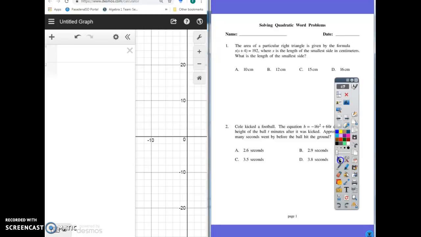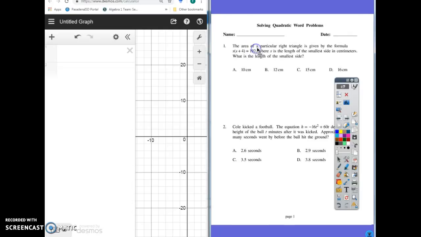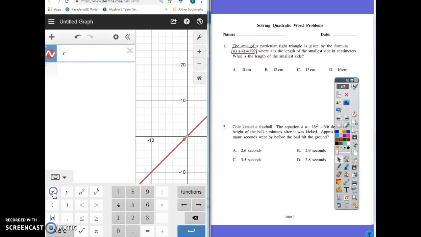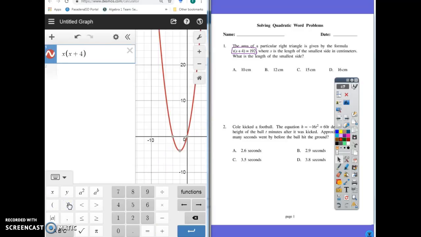The first problem is talking about the area of a particular triangle, and the formula is given. So the formula is very important. Every time you see a formula or an equation, make sure that you use that. It says where S is the length of the smaller side, what is the length of the smaller side? So I need X because I'm going to change these two X's when I put them in Desmos. So right here, I have X(X plus 4) equals 192.